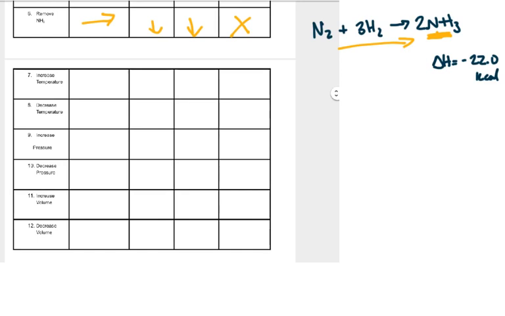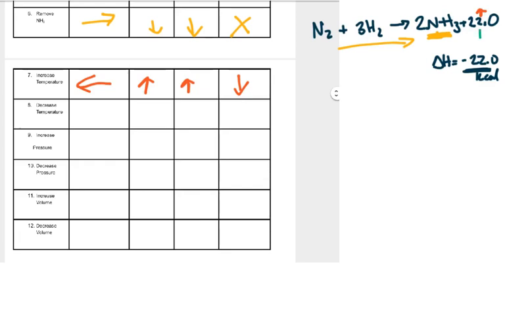Increasing temperature, the next two, 7 and 8, increasing and decreasing temperature. Well, remember we put temperature over here as a product because the temperature was negative. So that means it's going to be a product. So increasing and decreasing temperature is the same thing as adding or removing ammonia. So increasing temperature means that I increase the energy. So if I'm increasing the energy, that means I have more products than I do reactants. So I need to shift back towards my reactants. So increasing temperature makes me shift to the left. And if I shift to the left, that means I'm going to have less NH3, more H2, and more N2.